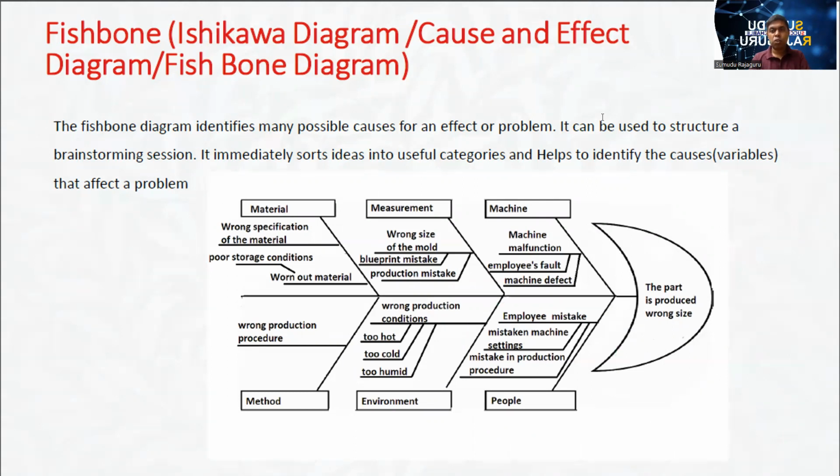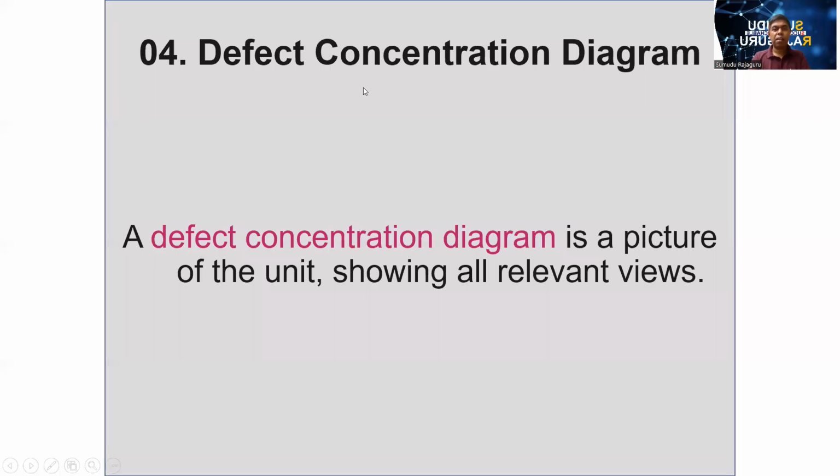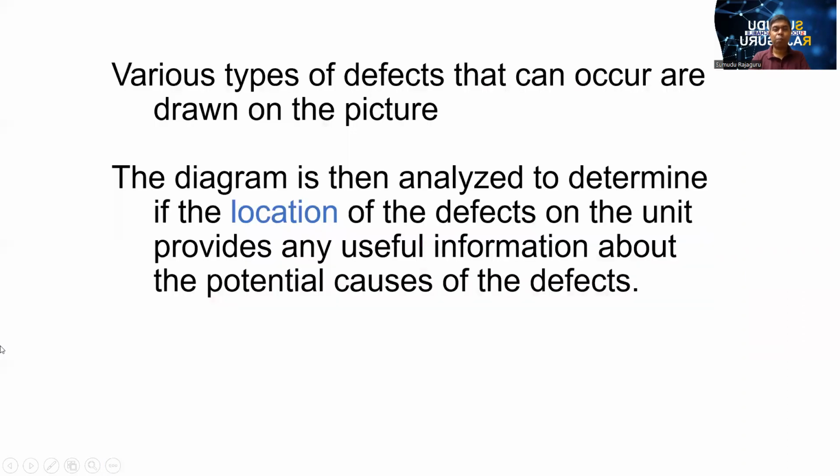Right. So now you may have a rough idea about the fishbone diagram, cause and effect diagram, Ishikawa diagram. We'll move on to the next tool. It is called the defect concentration diagram. This is a very simple tool, but a very powerful tool. A defect concentration diagram is a picture of the unit showing all relevant views.